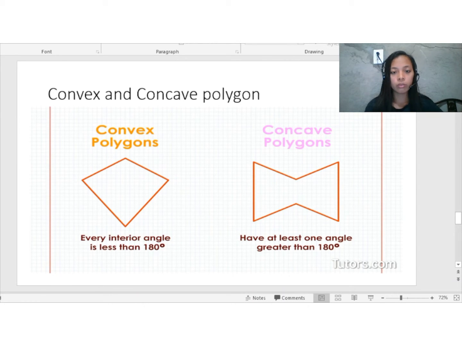Convex and concave polygons. Convex polygons have every interior angle less than 180 degrees, while concave polygons have at least one angle greater than 180 degrees.